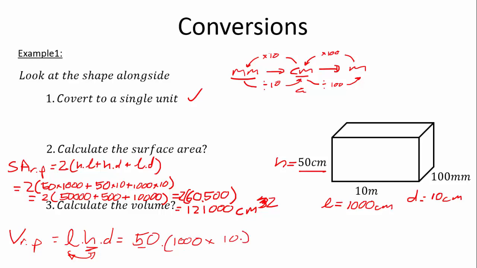Let's do that first. So that equals 50 multiplied by 10,000. That makes sense. 10 times 1,000 is 10,000. 50 times 10,000 is 500,000. And that is our answer, is it? No, it is in centimeters cubed. Now it's cubed because we're talking volume, not surface area.